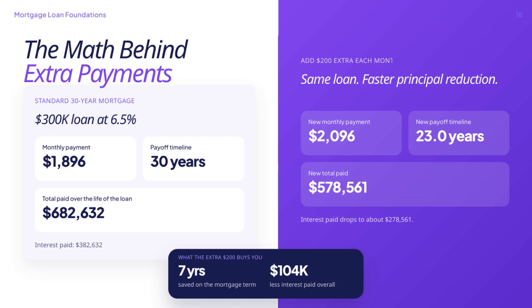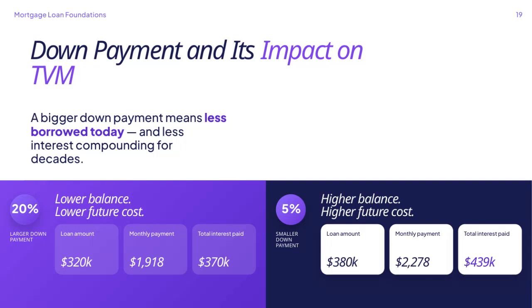Here we're looking at how the size of a down payment affects the time value of money when taking out a mortgage. Simply put, a larger down payment means you're borrowing less money initially.